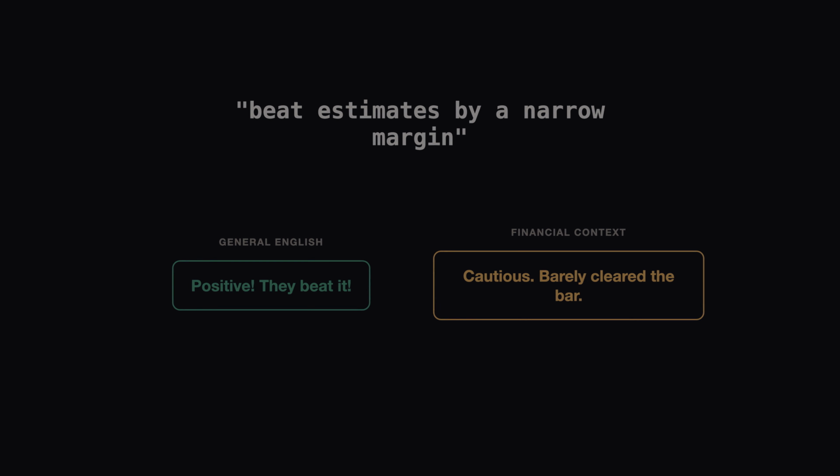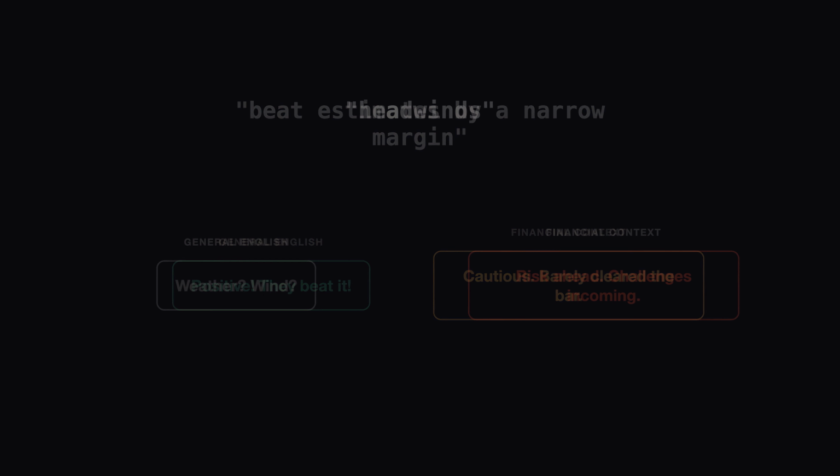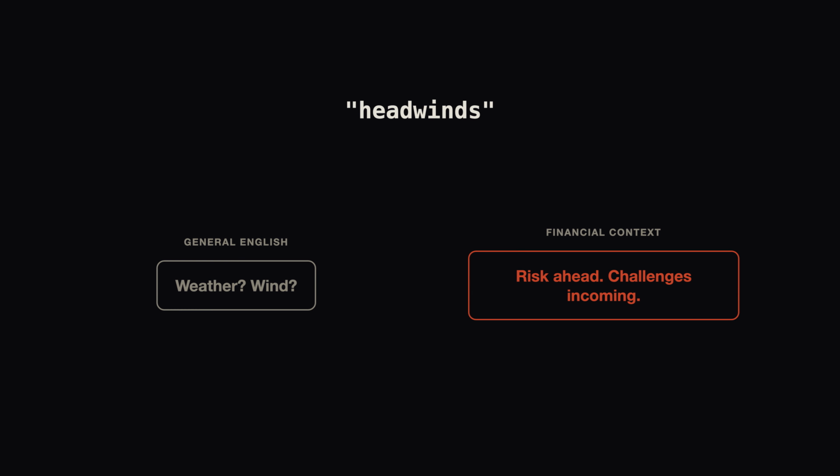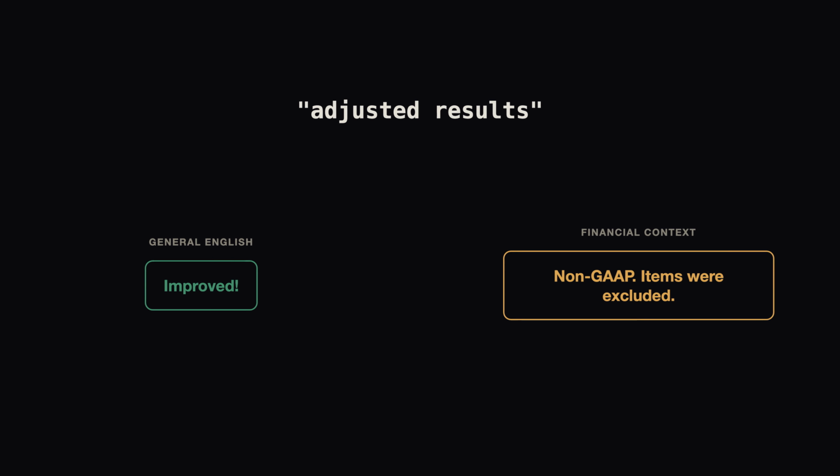In everyday language, exceeded expectations is positive and significant loss is negative. Straightforward. But in finance, beat estimates by a narrow margin is cautious. Headwinds is not about weather. Adjusted usually means something was removed to make the numbers look better. The same words carry different weight when money is on the line.